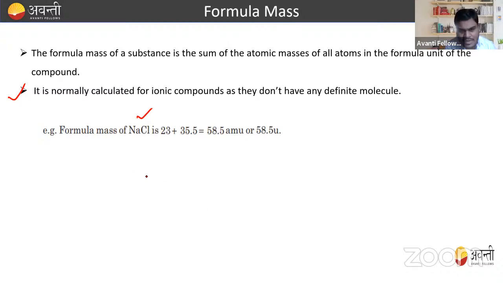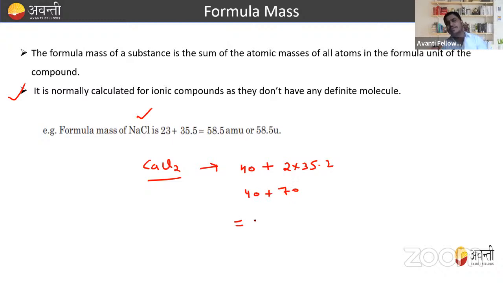Similarly, if you want to calculate the formula mass of calcium chloride, we can also calculate it. We know calcium has atomic mass 40, and chlorine is 2 into 35.5. This comes out to be 40 plus 71, which is approximately 110 u. So this is the formula mass of calcium chloride. By doing this, we can calculate formula mass and molecular mass.